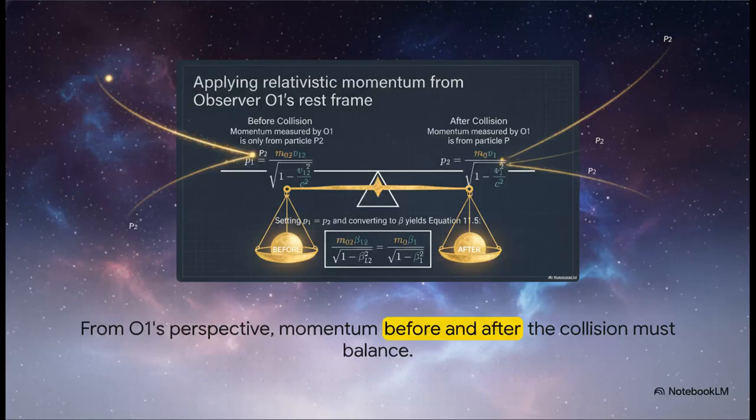Now let's switch over to our second observer, O1, and see what they see. From their point of view, the momentum of particle P2 before the collision has to be perfectly equal to the momentum of the new particle P after the collision. The scales have to balance.